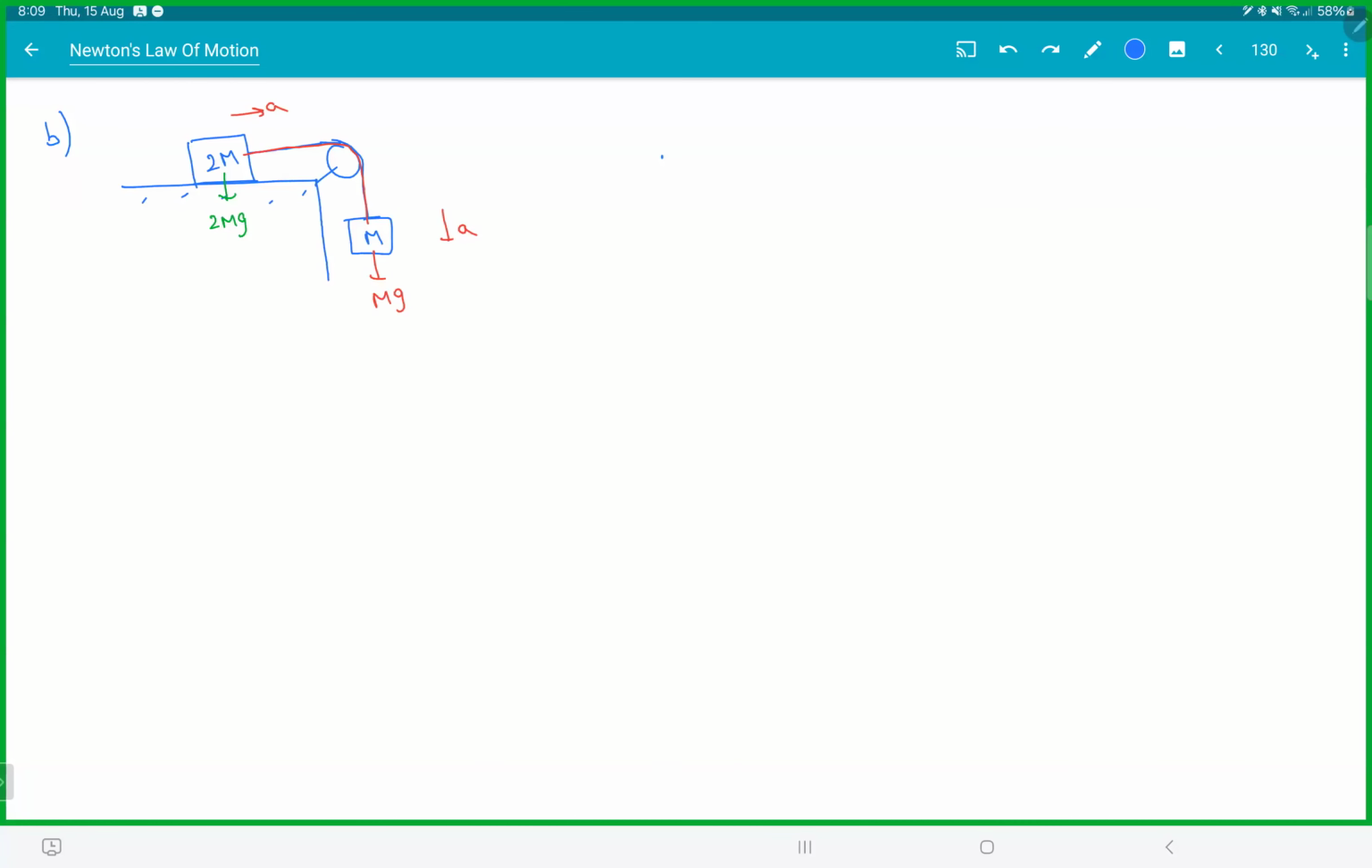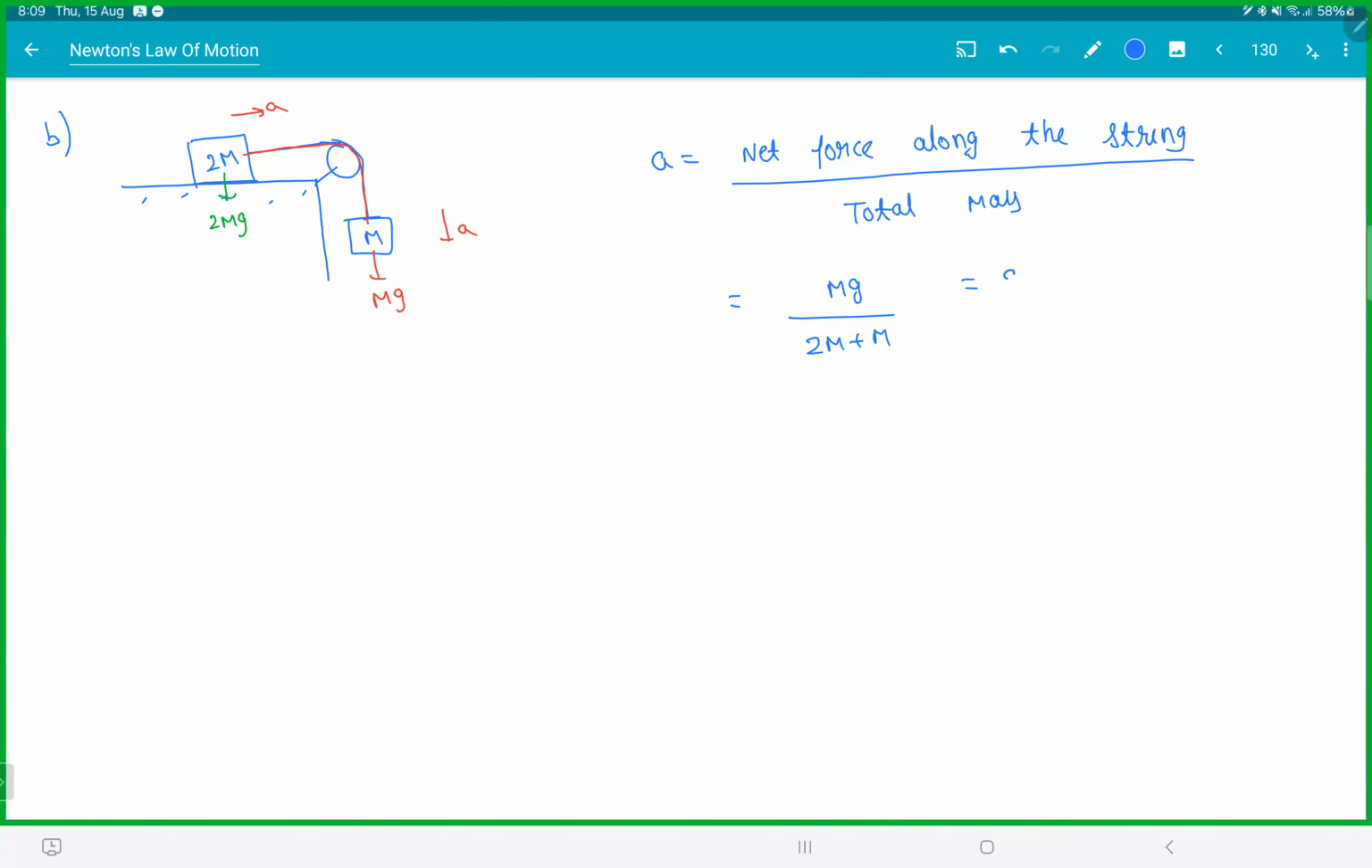So therefore, acceleration would be net force along the string. So you should take all the forces which are parallel to the string, by total mass. So here the force is mg. That is only one. 2mg is doing nothing. And the total mass is 2m plus m. g by 3.